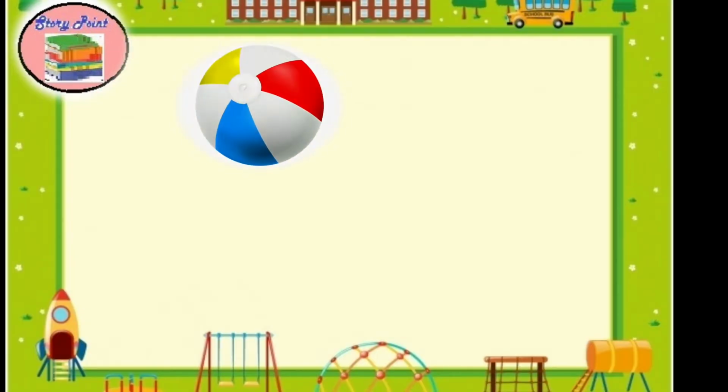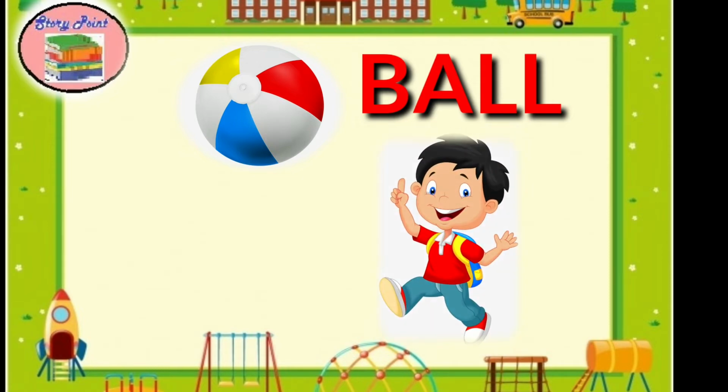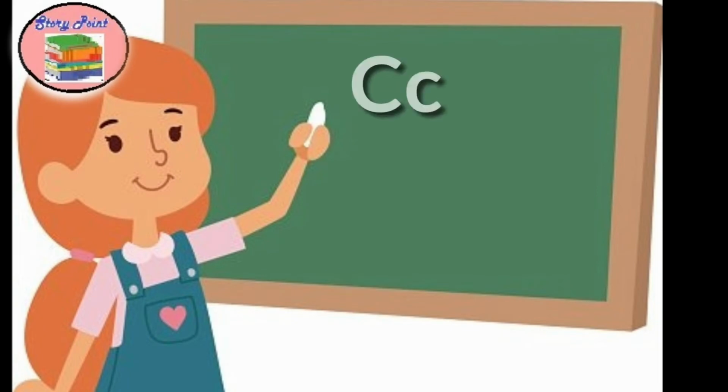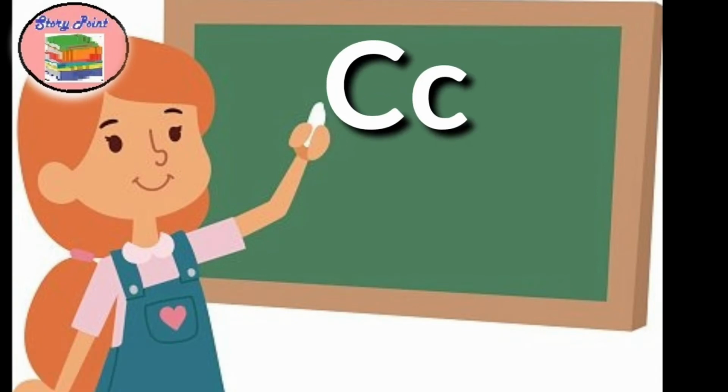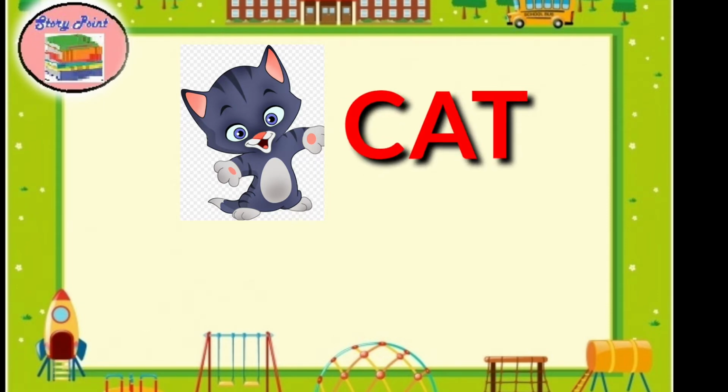B for ball. You play now? B A double L. Ball. B for boy. B O Y. Next, C. C for cat. Meow. C A T.